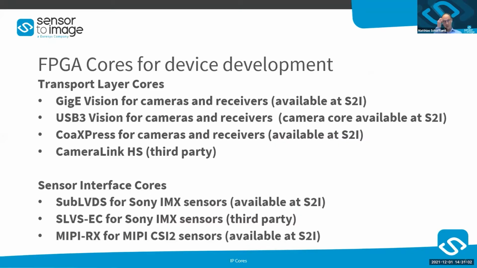What FPGA cores are available? Mainly from us, transport layer cores. Here we offer GigE Vision for cameras and receiver. GigE Vision is a protocol that has been in the market for 12, 13 years, starting with 1 GigE Vision. Meanwhile, we are at 10 gigabit vision and 10 gigabit speed. And the evolvement is going on for 25 and even more gigabit. So this is available for FPGAs, and not only for cameras, but also for receivers.